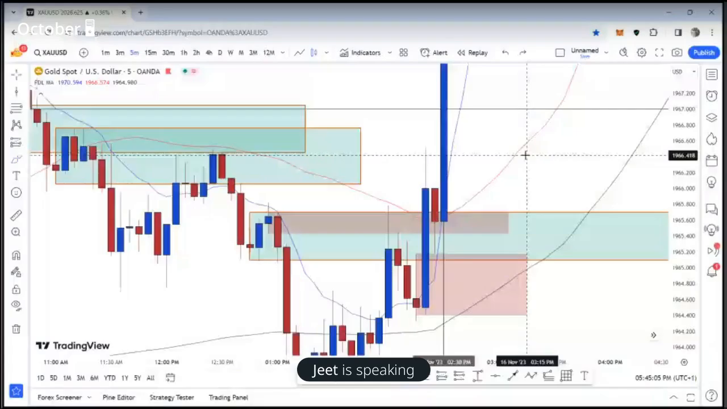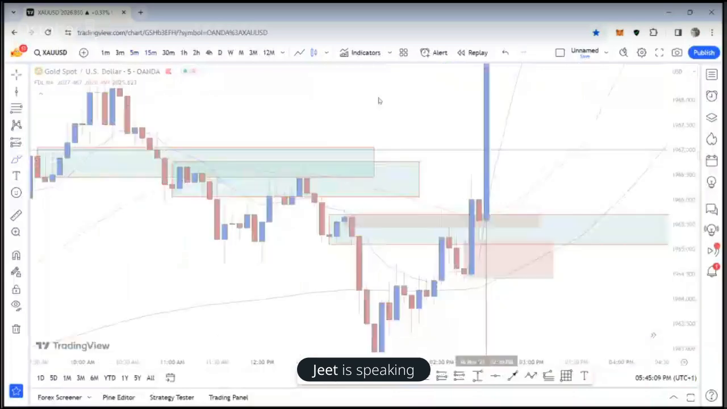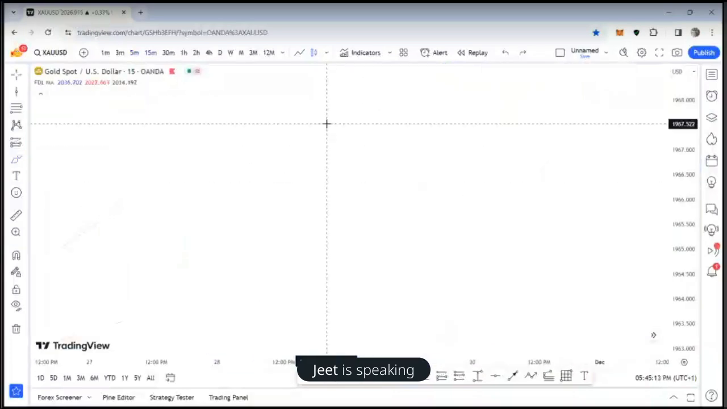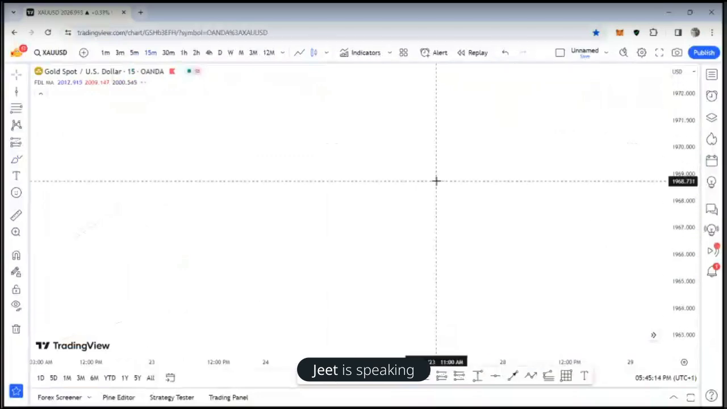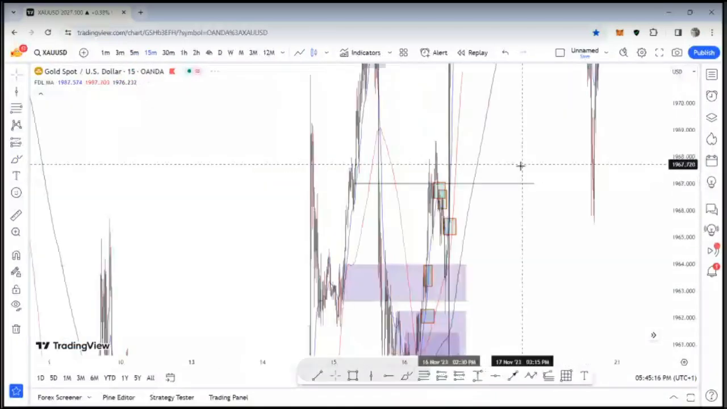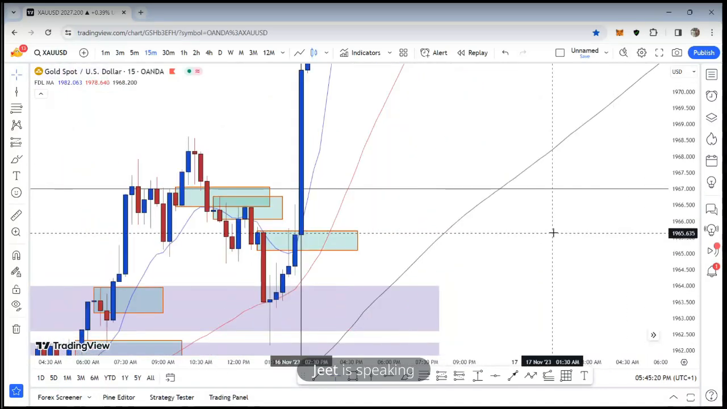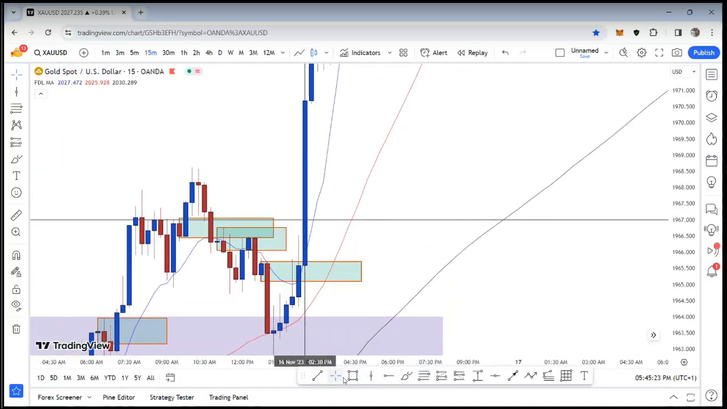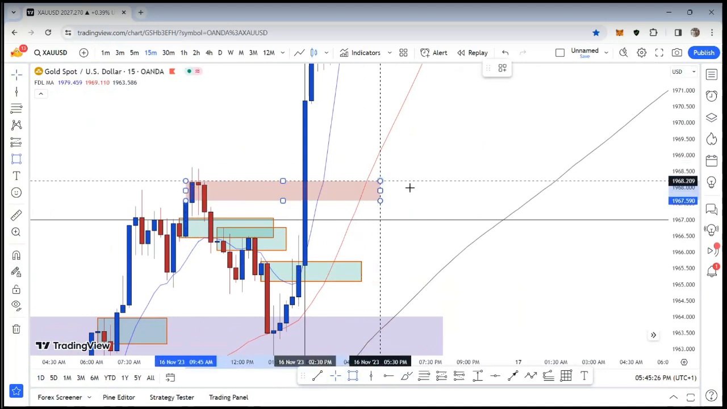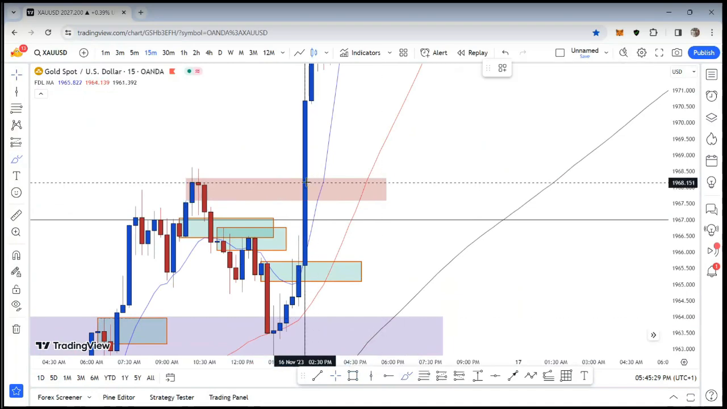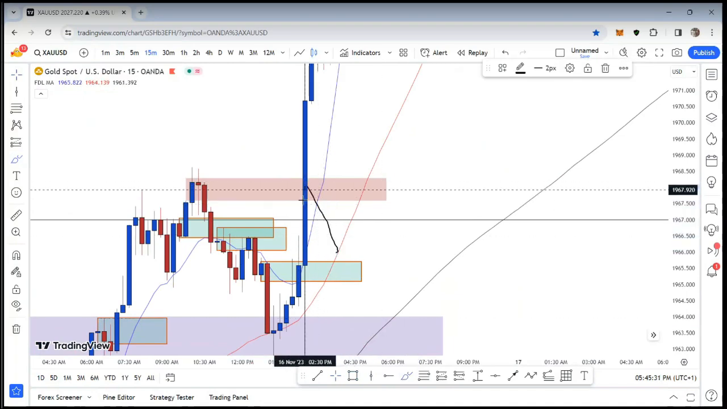Yes. So now going back to our 15 minutes, it is really obvious that the 15-minute structure that we wanted to break actually broke. Now I expected that after this break, this level here is going to hold the market back when it is retracing.